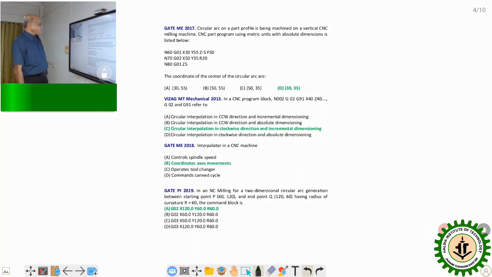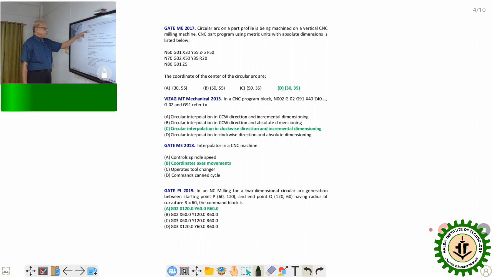Next, this is also related to programming. Some 3 program blocks are mentioned. A circular arc on a part profile is being machined on a vertical CNC milling machine. Now the CNC part program using metric units with absolute dimensions is listed below. So be careful about some keywords in the problem statement. In this case, it is mentioned absolute dimensions, and all the data, that is the XYZ coordinate values, are expressed in metric units.